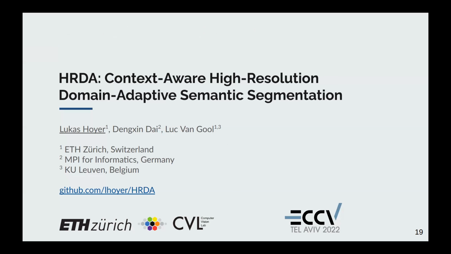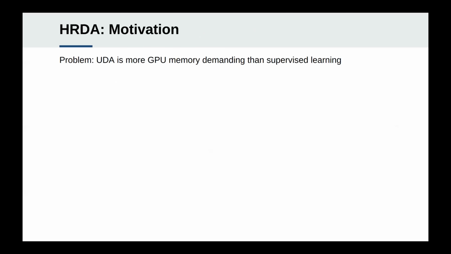From that, we move on to the next work, where we look into the influence of training resolution and crop size. One problem with domain adaptation compared to supervised learning is that it's more GPU memory demanding. Because in domain adaptation, you have additional networks like the teacher network or the domain discriminator for adversarial training. You need to incorporate images from multiple domains in your training, and you usually have additional losses like the ImageNet feature distance or other variants. This means that you have to compensate somehow to meet your GPU memory requirements.